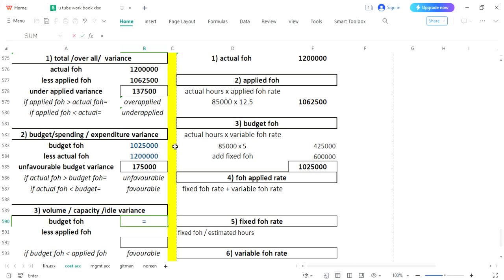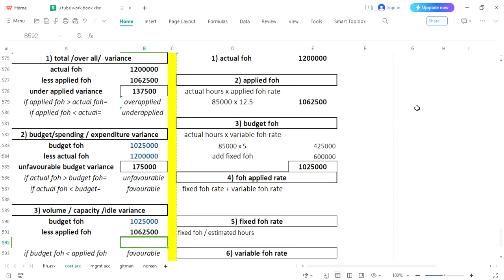FH. So here we have calculated budget FH. Total amount was 10,25,000. We can put over here. Second FH which is needed is applied FH. Here you can see we have calculated applied FH with single line formula and amount was 10,62,500. So put over here.